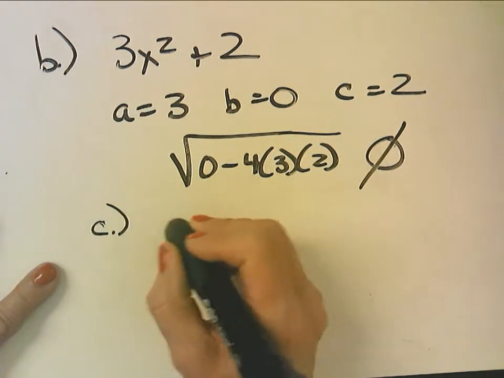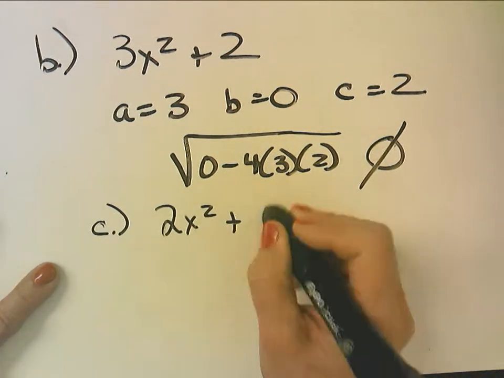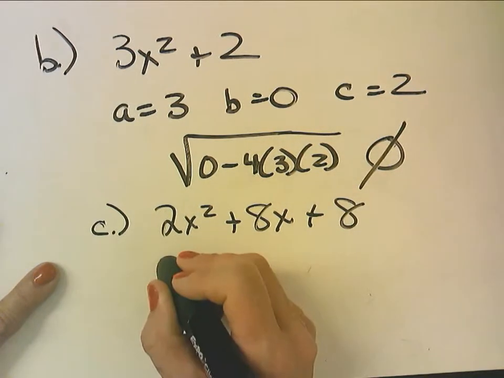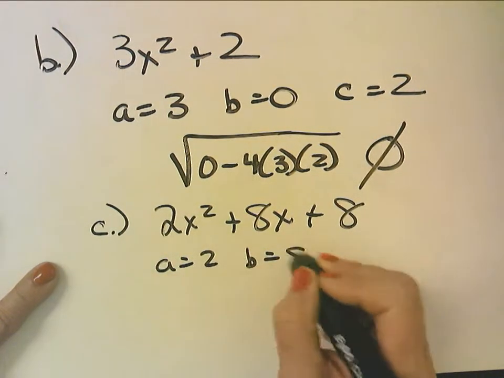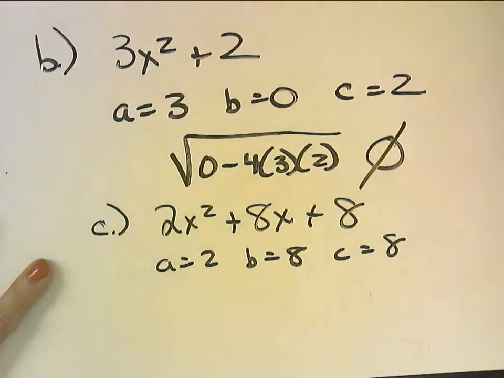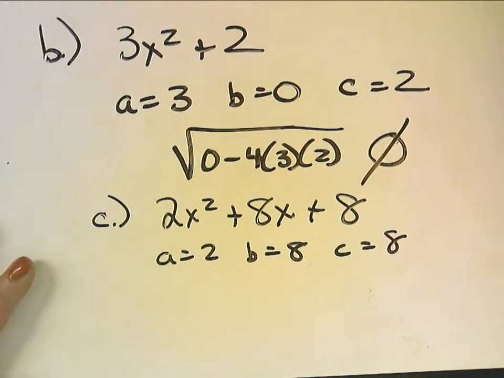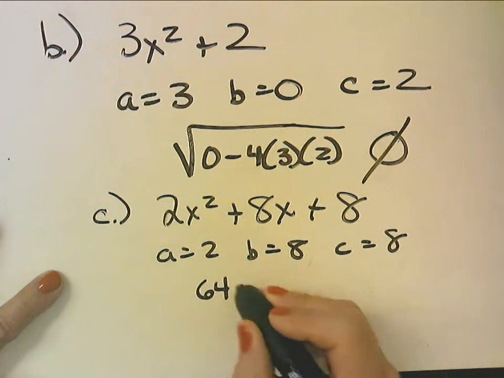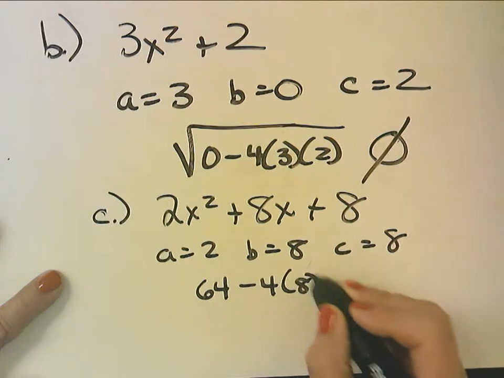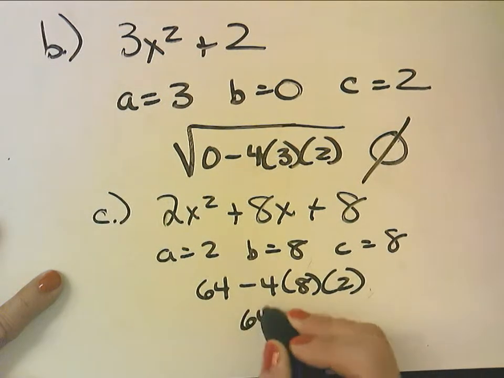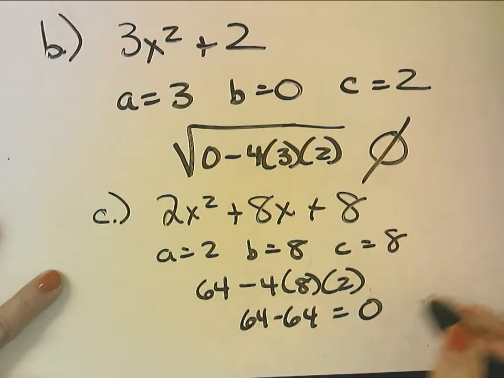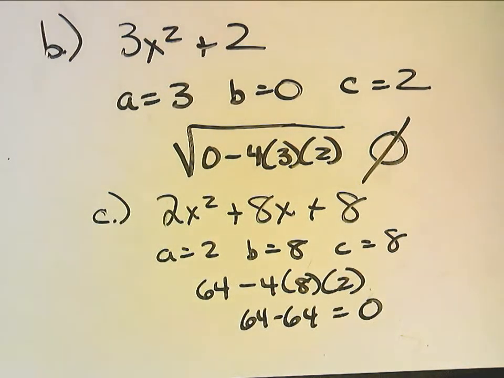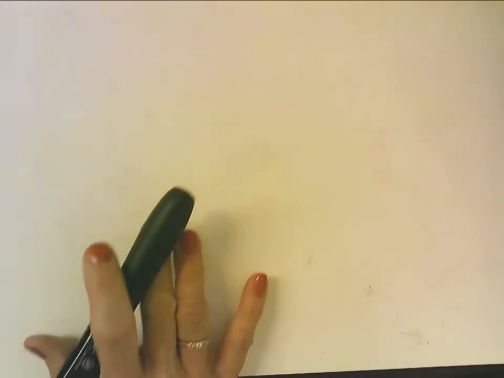For c, it's 2x squared plus 8x plus 8. a is 2, b is 8, c is 8. I notice both a and c are positive, so I'm going to be careful. But b squared is 64 minus 4 times 8 times 2. That actually turns out to be 0, so I have one solution. Okay? So, figuring out the discriminant can help you determine the number of solutions.